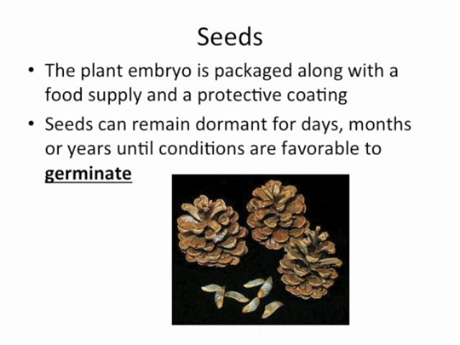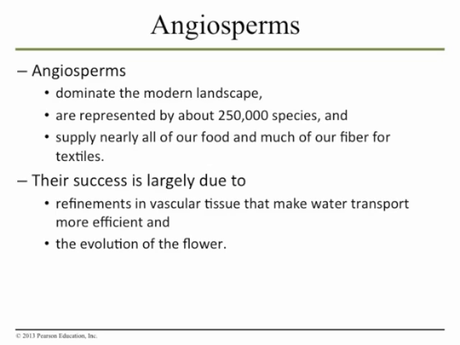Okay. So the last group are the angiosperms. And these are ones that you've probably heard more about because they dominate the modern landscape. They're represented by about 250,000 species. And most of our food and much of our fiber for textiles, things like that. So a lot of the fiber for cloth, so cotton, and some of the other fibers that we use to make different things out of are from angiosperms.